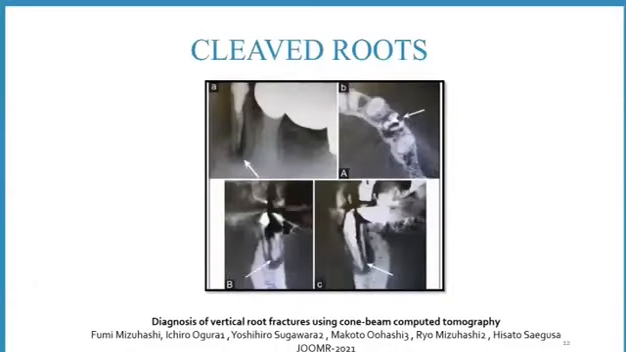Again, in this picture, we see the same: the IOPA doesn't give us enough information, whereas the CBCT image evaluation helps us in much better determination of the cleaved roots.